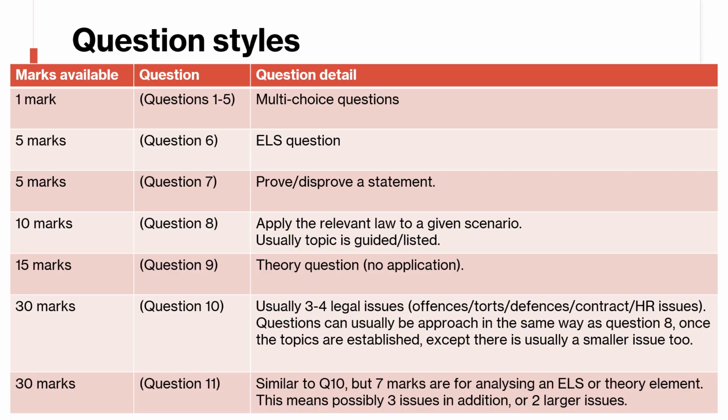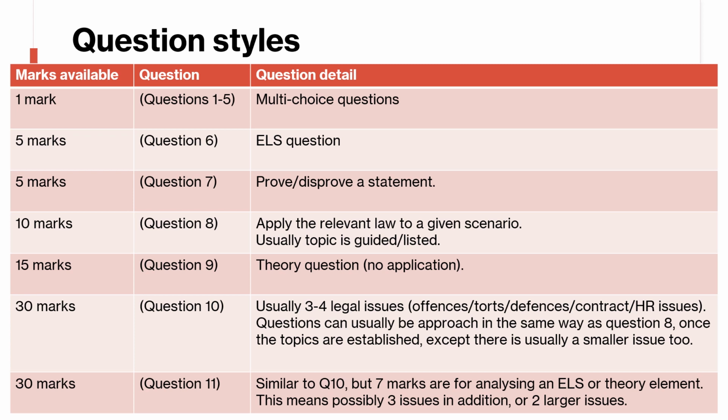So to begin with, we're going to look at the different types of questions you're going to face in this exam. Now the structure remains the same for paper 1, 2 and 3, and both paper 3s, the human rights and contract law papers. So we start off with 5 multi-choice questions, and those are going to be a mix of substantive and non-substantive law, so usually focused on ELS. Question 6 is a 5-mark question, so that's an ELS question. There'll be other videos on that.